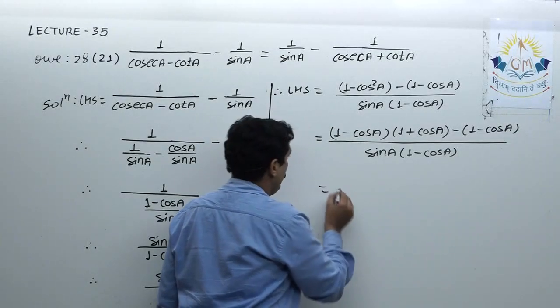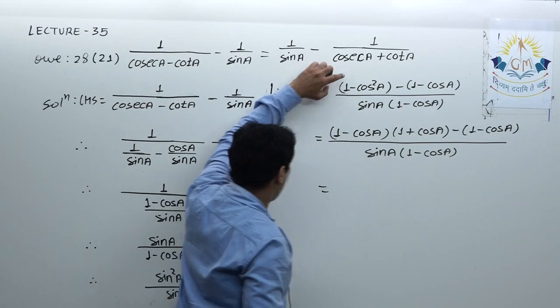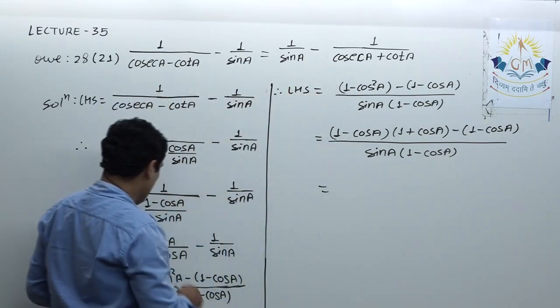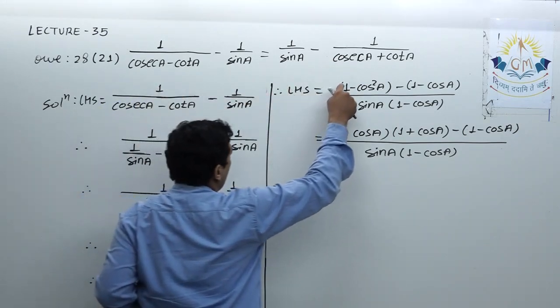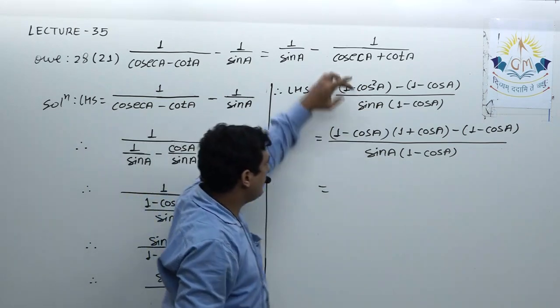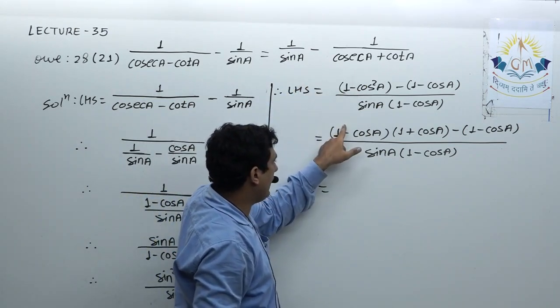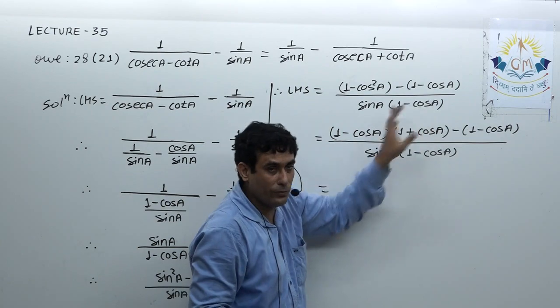Okay, I am explaining again here. First of all, I replace this sin square A by 1 minus cos square A, and this 1 minus cos square A I wrote as (1 minus cos A) into (1 plus cos A).